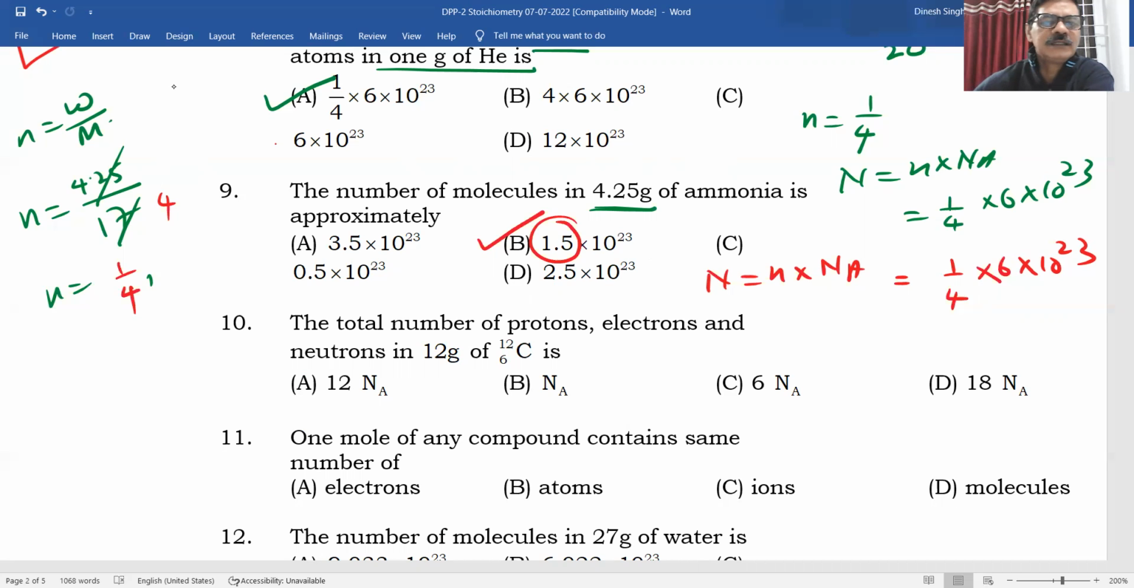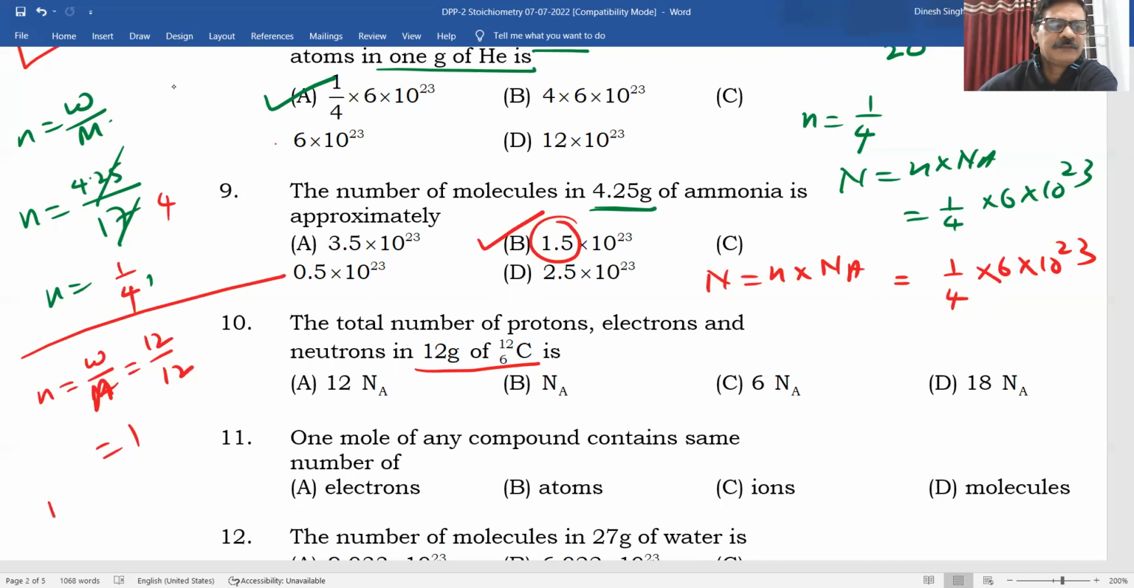After that, we can see the total number of protons, electrons, neutrons in 12 gram of carbon. So first we can calculate the number of moles. That is, the number of moles will be weight upon molecular weight or atomic weight. This is the atomic weight. 12/12, this will be 1. And the number of atoms will be how much? N into Na. That is 1 into Na.